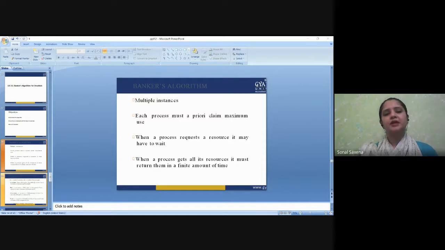So it is all the task of a banker's algorithm. Now, when we talk about the evolution of this banker's algorithm, it was actually developed by Dijkstra. It tests for safety by simulating the allocation of the predetermined maximum possible amount of all the resources, and then makes a safe state check to test for possible deadlock conditions for all other pending activities.